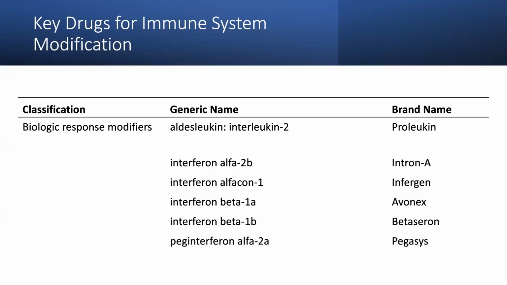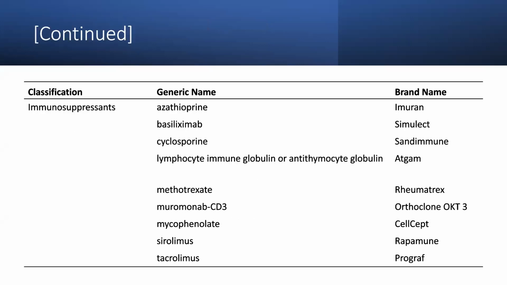Biological response modifiers: aldesleukin, interleukin-2, interferon alfa-2b, interferon alfacon-1, interferon beta-1a, beta-1b, and peginterferon alfa-2a. Then we have immunosuppressants: azathioprine, basiliximab, cyclosporine, lymphocyte immune globulin, anti-thymocyte globulin, methotrexate, muromonab-CD3, mycophenolate, sirolimus, tacrolimus.